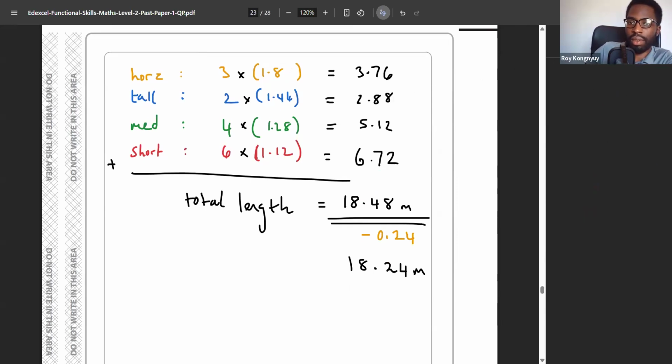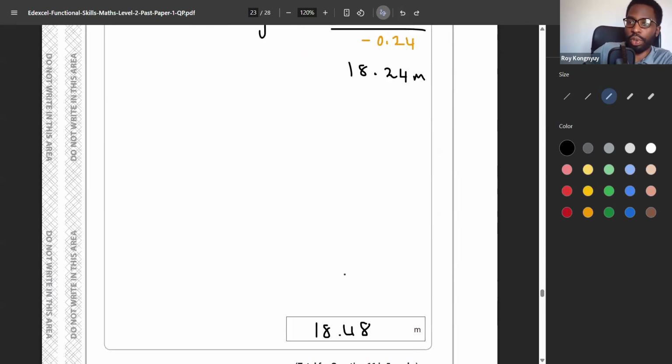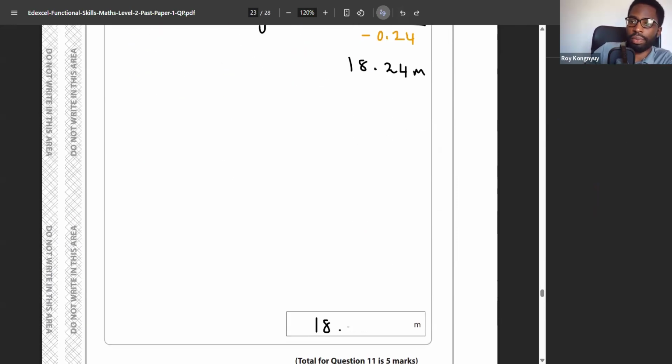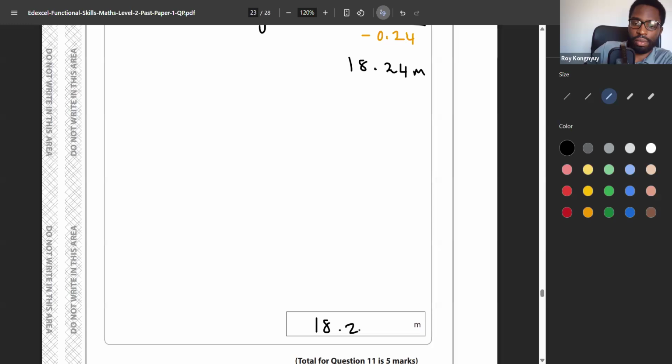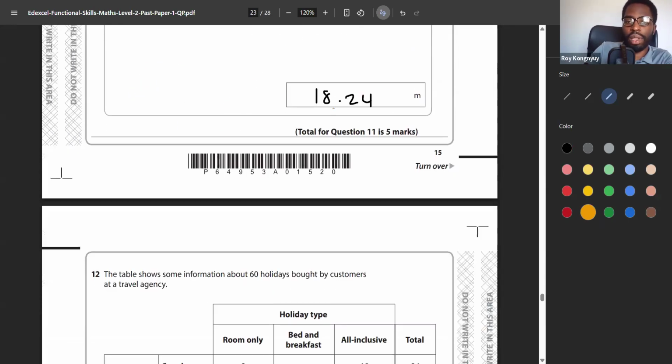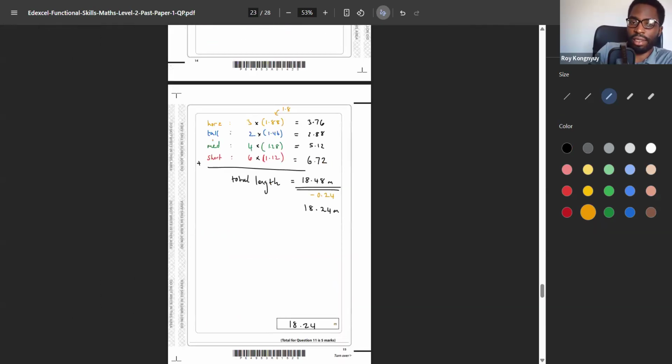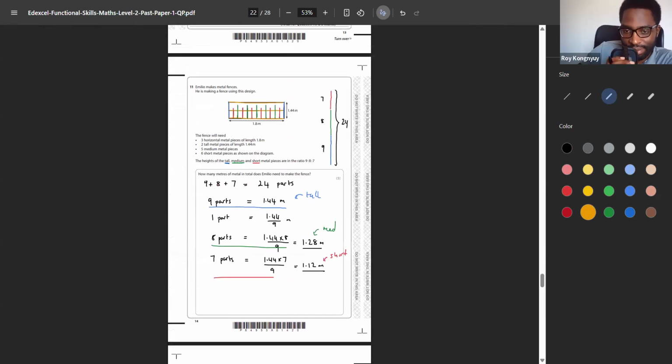Okay. So let's get rid of this. 18.24 is the actual answer. Yeah, just a slight blunder. Okay, cool. I hope that made sense. Any questions? Anything to clarify about this?